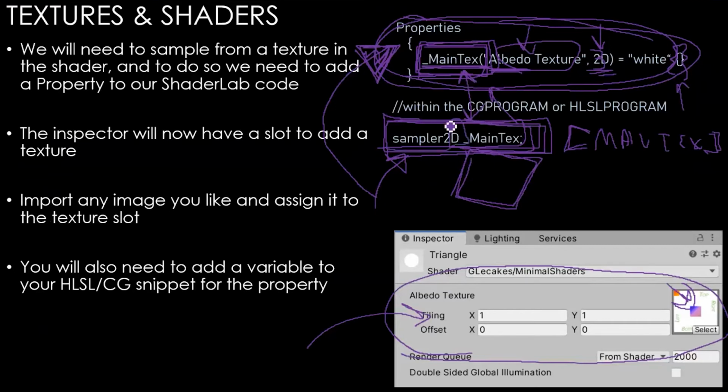Also, the types need to match. This is 2D. This is sampler 2D. They just made the name a little bit shorter, but that's what you need to do as well. And you'll, of course, have a texture slot now showing up in your inspector, and everything should be great. You will also have declared it in your shader, so you can use this variable within the shader as well.